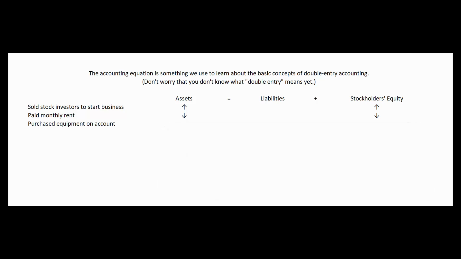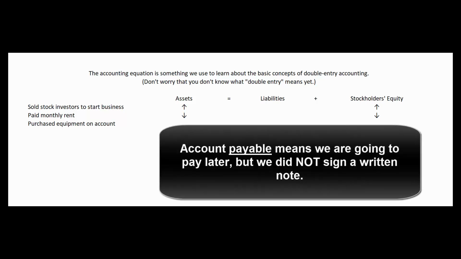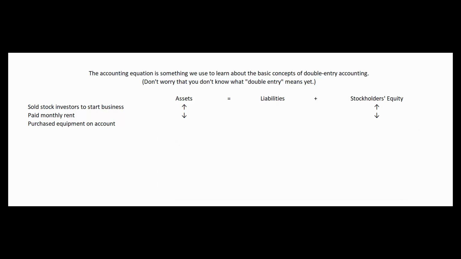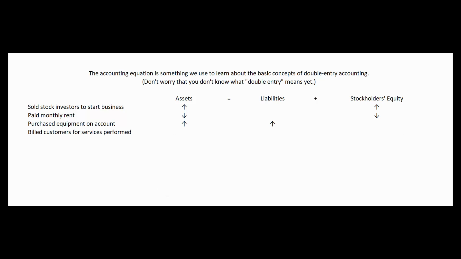Next, let's buy some equipment on account. On account means we're going to pay later. We're incurring a liability. That's called an account payable. So, assets are going up because equipment is an asset. It's something that we own that's going to provide future benefits. And liabilities are going up because now we owe some money on that equipment that we bought. And since assets are going up by one number and liabilities, what we owe, is going up by that same number, our accounting equation stays in balance.